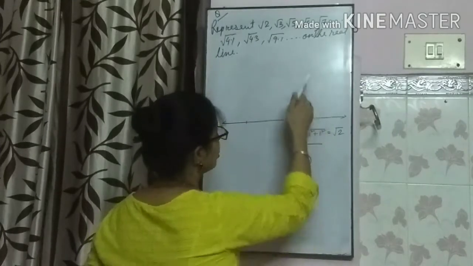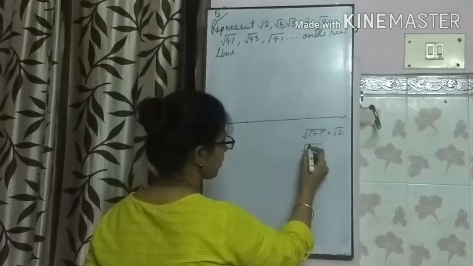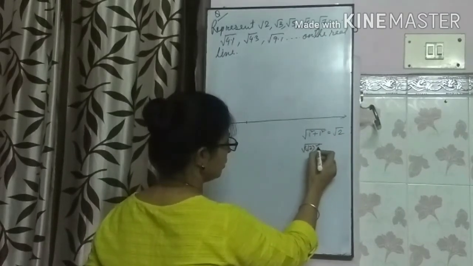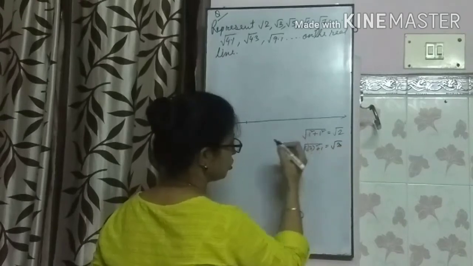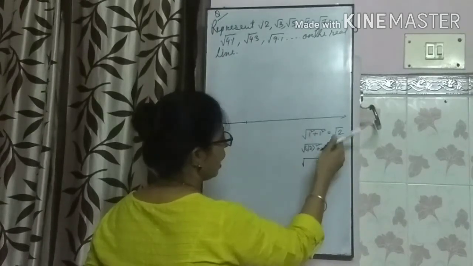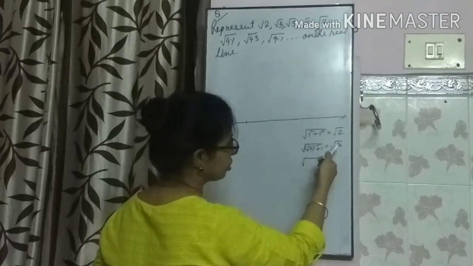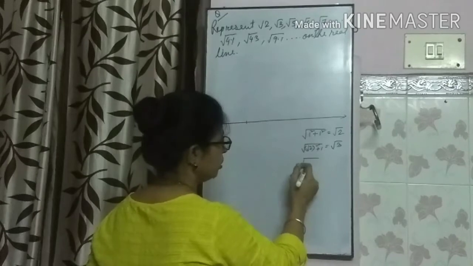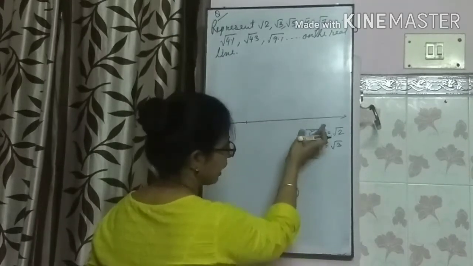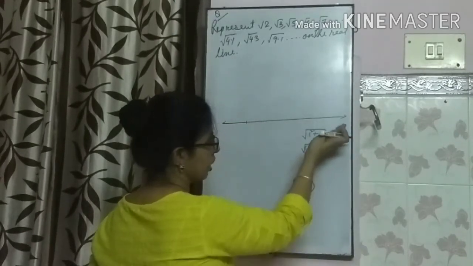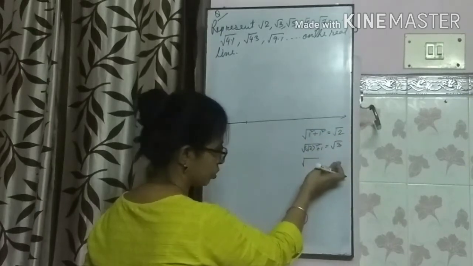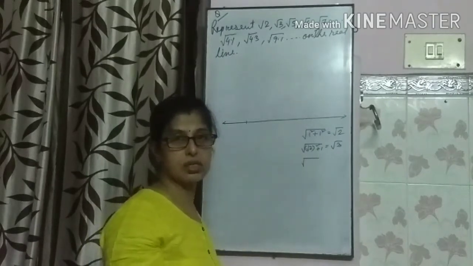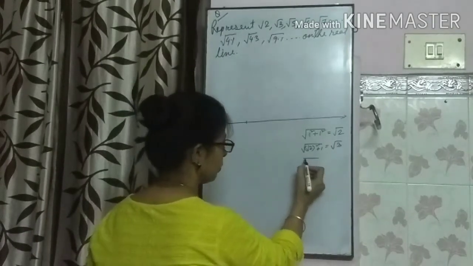Now for getting the next, root 3, we take root 2 square plus 1, which will give you root 3. Then after root 3, root 4 comes, and root 4 is always a rational number. Still, as it is a serial process, after root 2 we get root 3, then root 4, that means 2, then comes root 5, then root 6, then root 7, and so on. This way we go on getting.